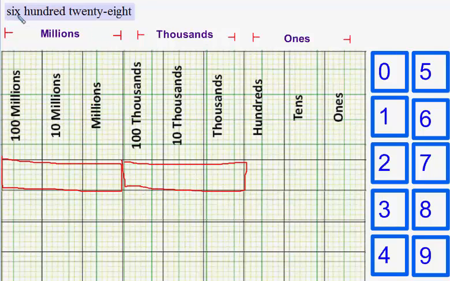Notice my problem does not have the word million nor thousand, so I won't be putting any of my digits in these two groups. This means my answer will be contained in the ones grouping here, where this location would be in the hundreds place. This is the tens place, and this is the ones place. Notice they start with the number 6, but then they say hundred. This means to take the number 6 and put it in the hundreds place. After 600, they have 28.